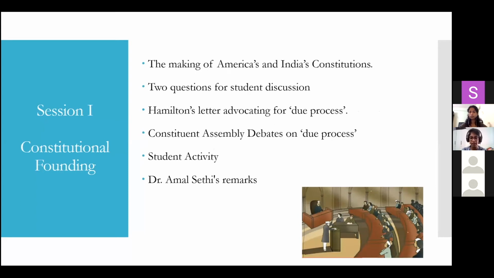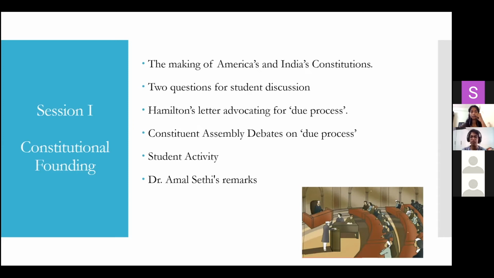Followed by this, we had a student discussion where we asked 2 questions. The first being a normative question on whether constitutions should be made democratically. And we had a lot of discussion on issues of representation, on having expertise in constitution making bodies, and even the sort of election process in the Indian Constituent Assembly. We also discussed some of the processes that were adopted in the constitution making process in India. Followed by this, we went into the empirical question on whether the 2 constitutions were actually made democratically.